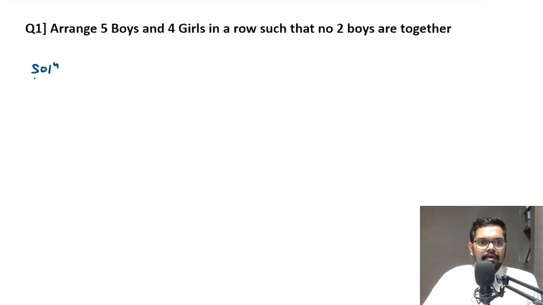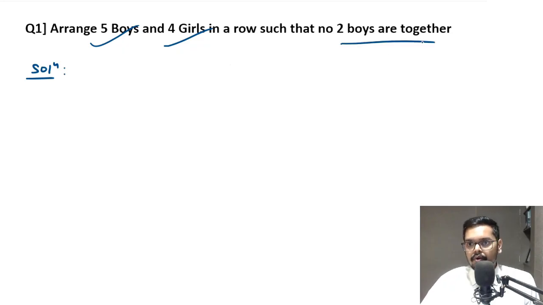First of all, whenever I read this arrangement question, I first check: are you making them sit in a row or on a table? Since it is in a row, it is a linear arrangement. Second, I see boys and girls are present. Constraints are given on whom? No 2 boys are together. So the constraints are on boys. Therefore, first I will make the girls sit.